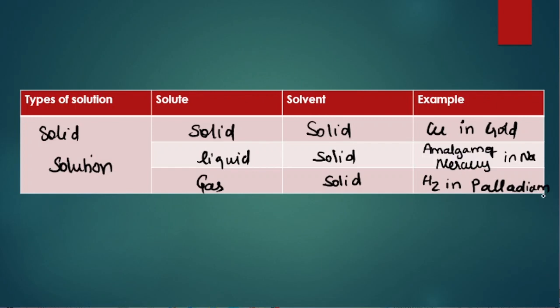Clear? So these are the types of solutions: gaseous, liquid and solid solutions, and you have to remember the types of solute and solvent. You also have to remember the examples that are present for these. You should remember the examples, and that is very important. Right? Okay.